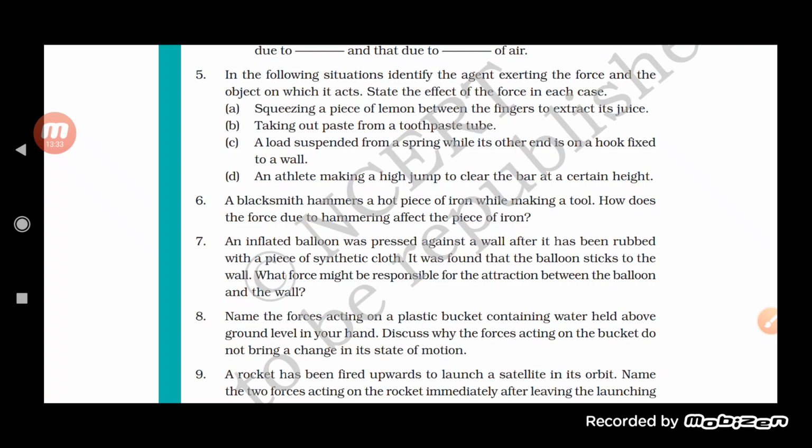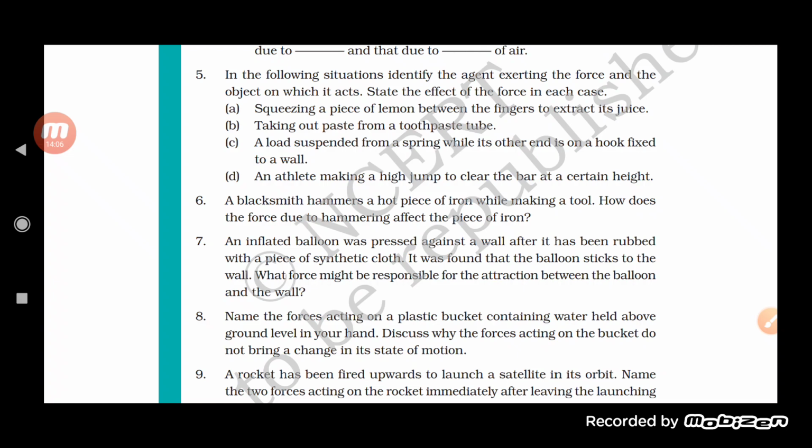Next one, taking out the paste from a toothpaste tube. Again we are applying a force on the toothpaste. It is a muscular force, and it will also change the shape of the toothpaste. In the first one we can change the size also, so both shape and size. Then the second one is the shape only. Then the third one: a load suspended from a spring while its other end is on a hook fixed to a wall.